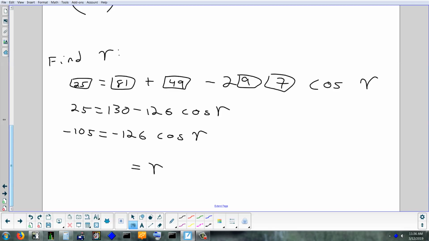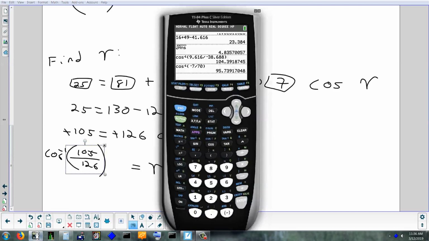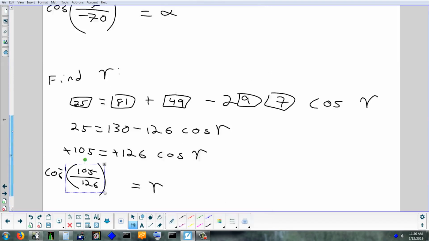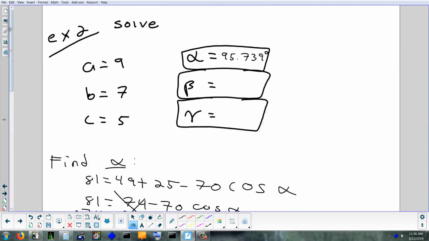And the last 2 steps I usually do at the same time. What's my second to last step? Divide by negative 126 and take the inverse. Yep. And when I divided by 126, I canceled the negatives because negative divided by negative is positive. Inverse cosine. Looks good. Bigger numbers in the bottom, that's where it always should be. And let's see what we got. Inverse cosine of 105 divided by 126. 33.557. And that was gamma.